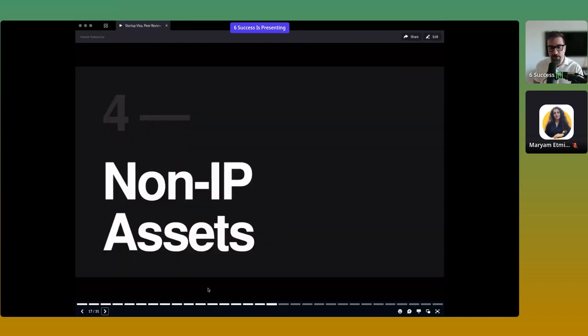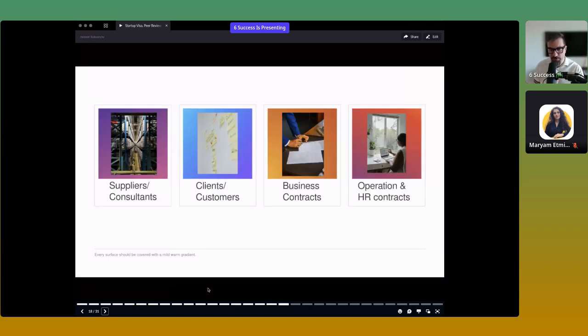And the other thing is the non-IP assets. Non-IP assets, there are different categories that we can talk about, but we're talking about suppliers, consultants, clients and customers, business contracts, operation and HR contracts. So in order for you as a business to be successful in Canada and run smoothly and be on the path for growth, you need to have these figured.